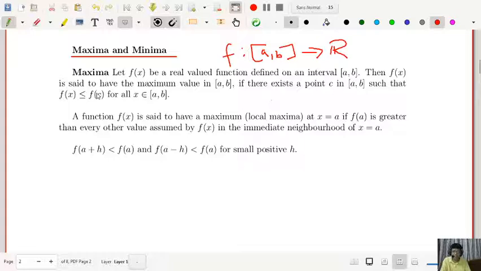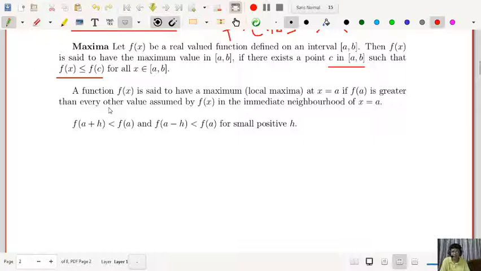Then f(x) is said to have the maximum value in the closed interval [a, b] if there exists a point c in [a, b], c belongs to [a, b], such that f(x) is less than or equal to f(c) for all x belonging to [a, b]. That means the values of f(x) for all x in [a, b] are less than or equal to f(c). Then the function is said to have a maximum at c.